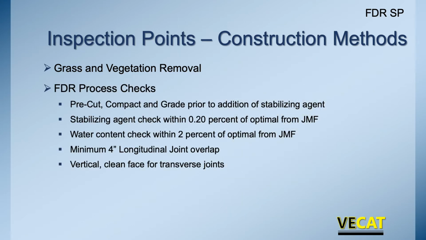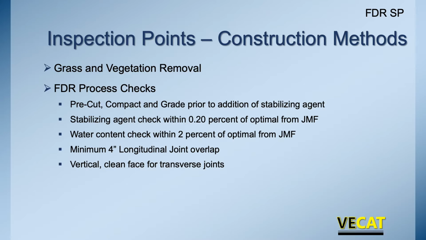We want to make sure that the FDR process is going well. So are we doing the pre-cut? Are we compacting? So are we going through with that sheepsfoot roller and getting the initial compaction? Are we grading it? So we're getting our cross slopes back, taking out some high points, filling in some low points. And this is all done prior to adding that stabilizing agent. So if you look through the FDR specification, it spells out this multi-step process. So it is a method-based specification as it's currently written.